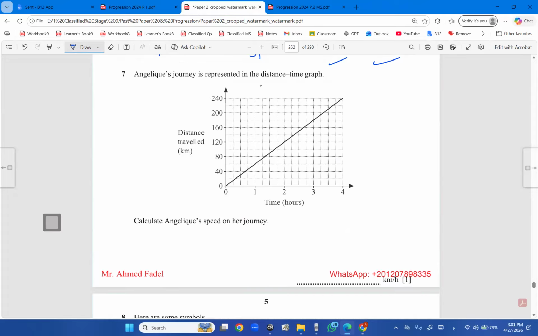Angelique's journey is represented in the distance time graph. Calculate Angelique's speed in kilometers per hour. You're going to go to 1 hour and find that it is 60. So it is 60 kilometers per hour.